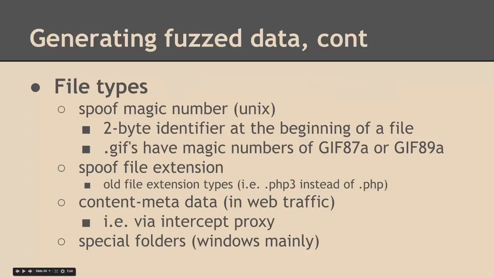File types are another interesting aspect of fuzzing. You can spoof magic numbers in Unix. You can spoof file extensions in Windows and Linux. And there's ways to play with content metadata and web traffic in the post fields. And another interesting aspect is that opening files for Microsoft Office products in special folders opens them with special permissions and can allow privilege escalation. And it doesn't require that user's permissions to put those files in that folder. If I recall correctly, there's special folders in Windows that it just treats with priority.